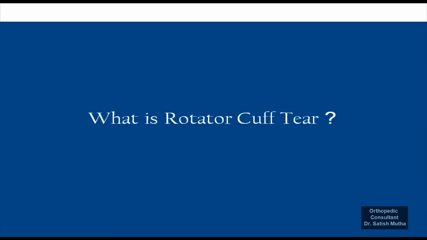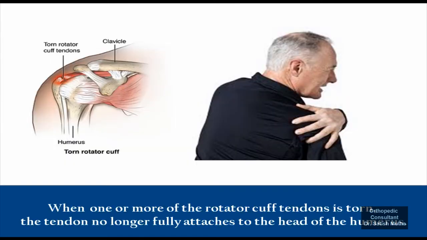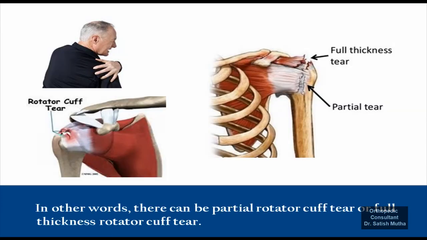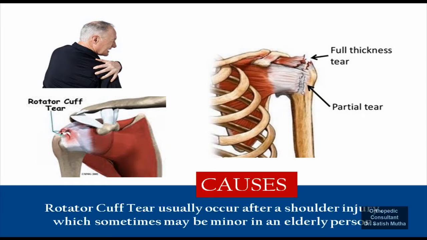What is a rotator cuff tear? When one or more of the rotator cuff tendons is torn, the tendon no longer fully attaches to the head of the humerus. Most tears occur in the supraspinatus tendon, but other parts of the rotator cuff may also be involved. In other words, there can be partial rotator cuff tear, or full-thickness rotator cuff tear. Causes: rotator cuff tear usually occur after a shoulder injury which sometimes may be minor in an elderly person.